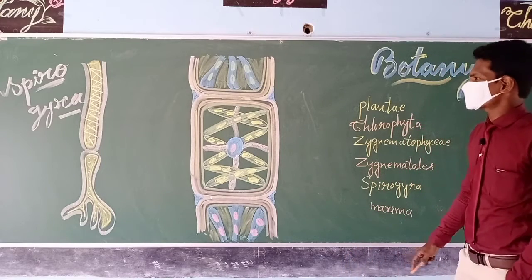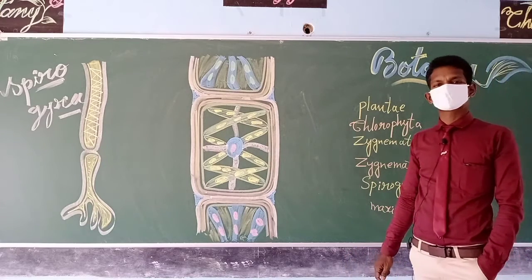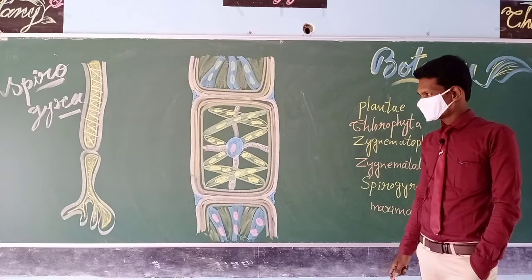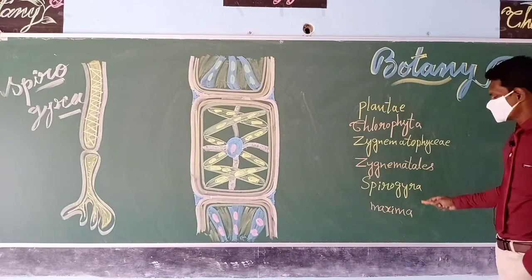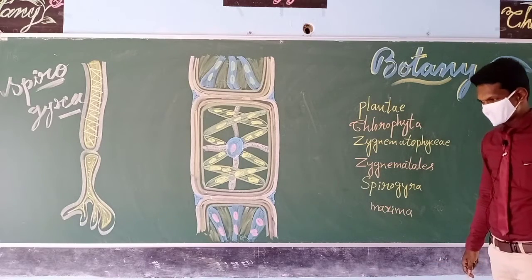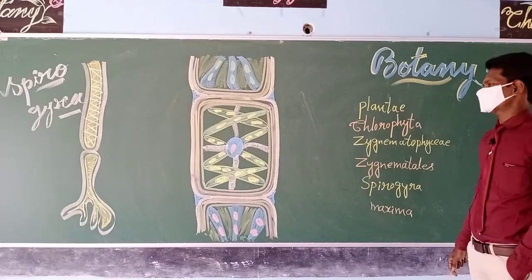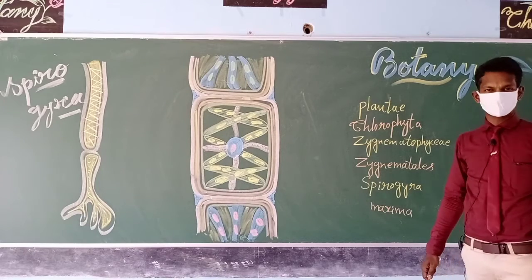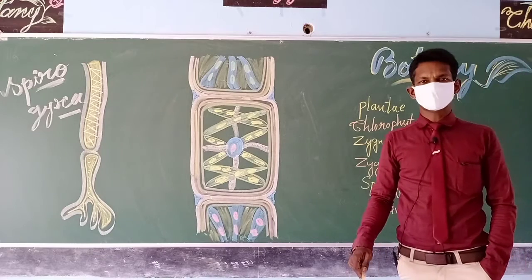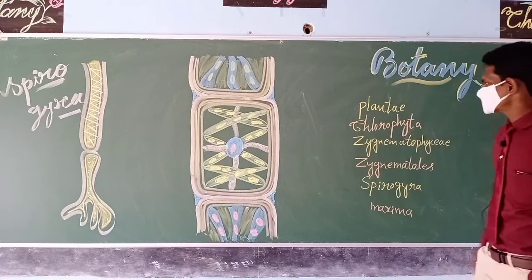In today's botany class, we are going to discuss a type of algae, that is Spirogyra maxima. So before going to discuss the vegetative characteristic features of Spirogyra maxima, we will go through the systematic position or classification or hierarchy. Let's see.